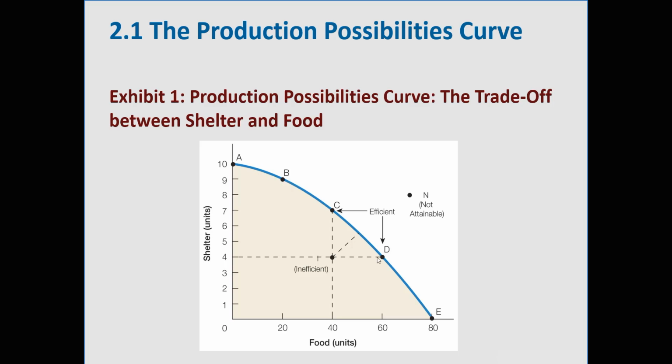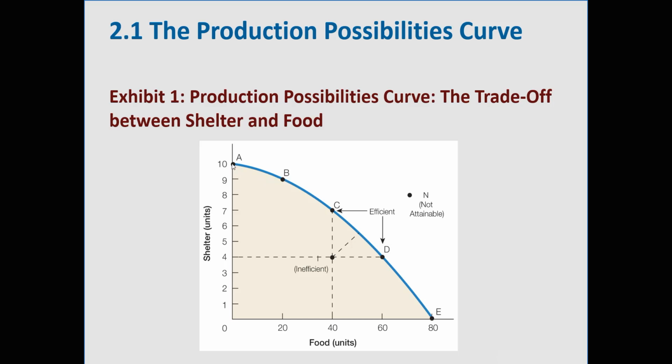Now, however, you can produce anywhere along this curve. This curve shows the different combinations of the two goods you can produce when you use all your resources. So if you are at A, you will produce 0 food and only shelter. At E, 0 shelter, only food. At B, you will produce about 20 food and just 9 units of shelter.